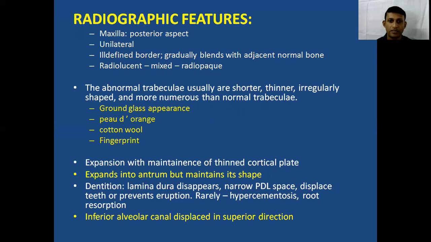Expansion with maintenance of a thin cortical plate is very common. That means when the maxillary bone is involved, for example, when it is expanding, the cortical plate will become thinner and thinner, but usually it will not perforate. And most of the time, if it is affecting the maxilla, it expands into the maxillary antrum, but maintains the shape of the maxillary antrum.